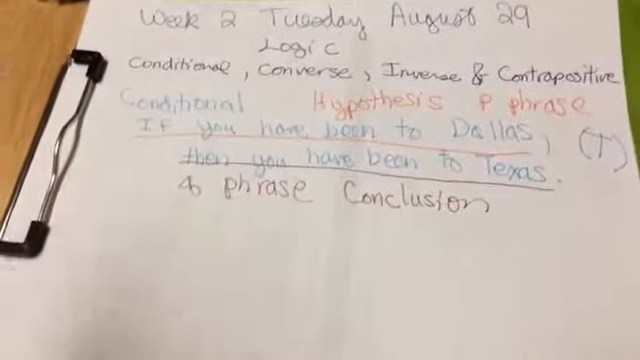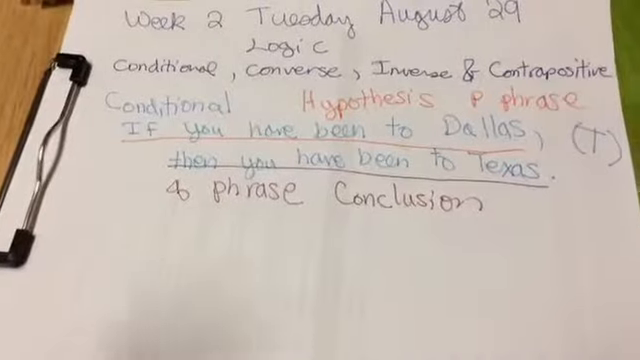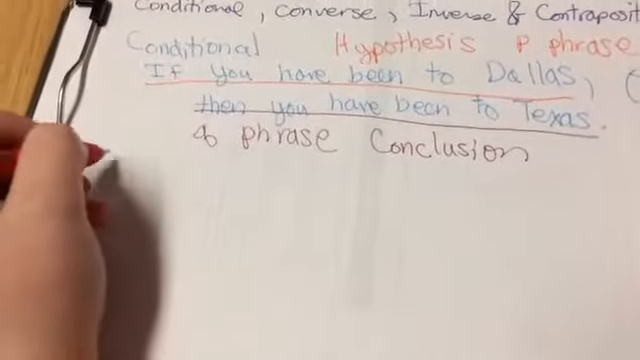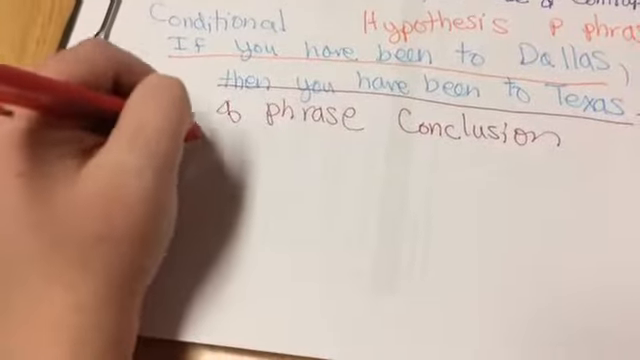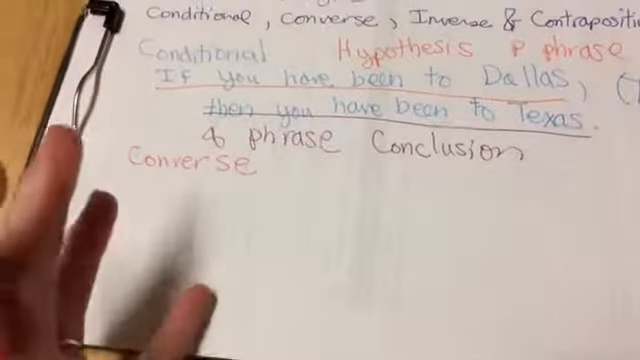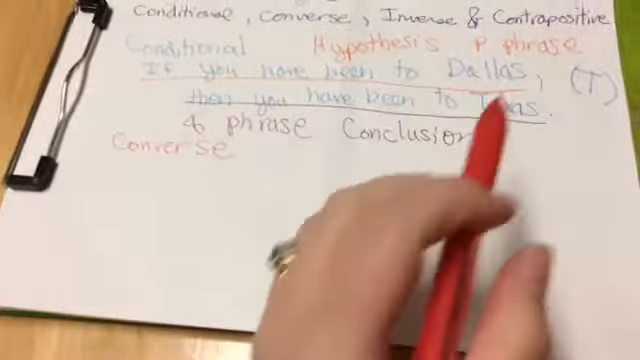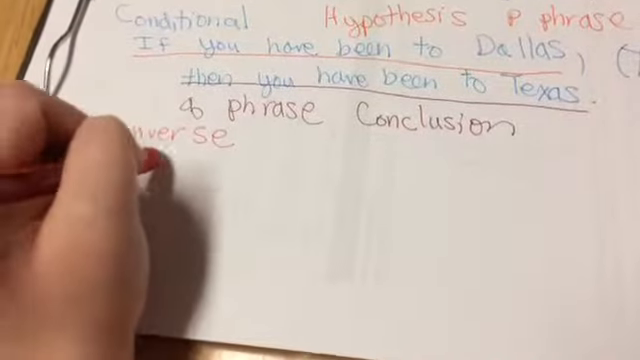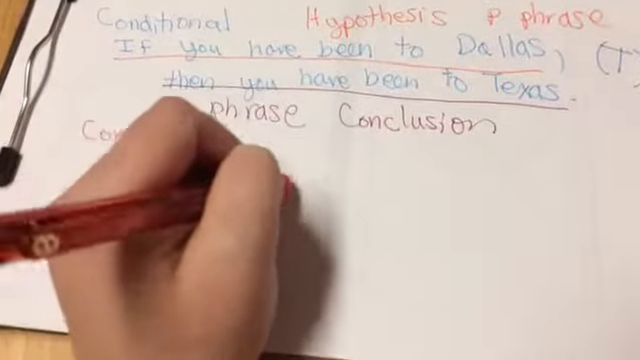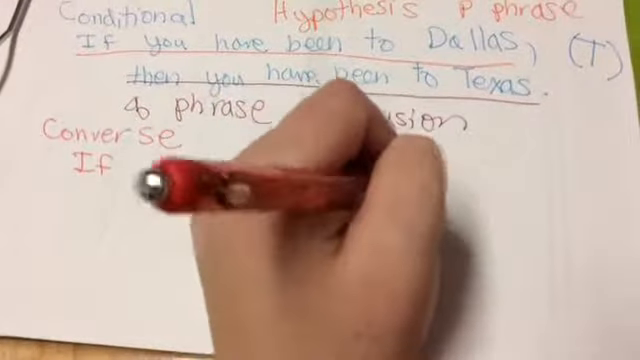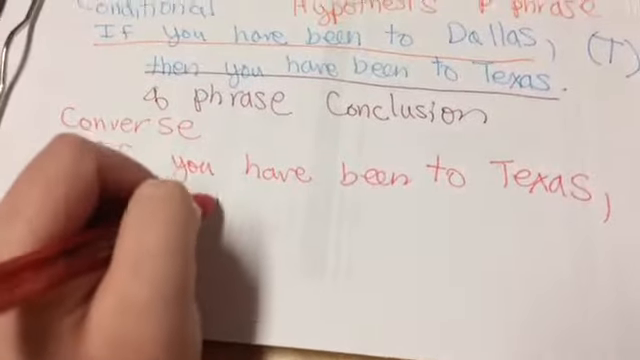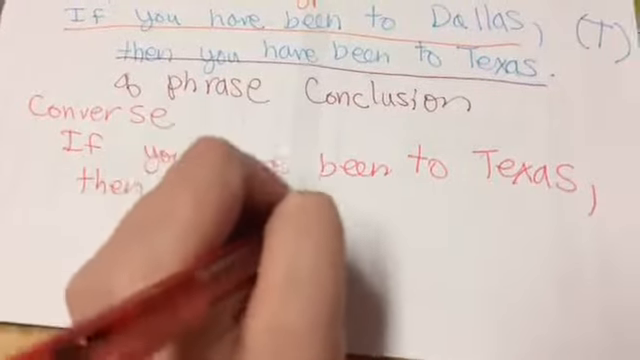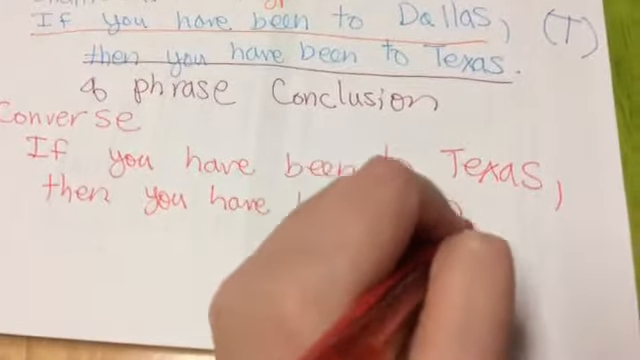Okay? And then once we have our conditional statement made, then we have to write our converse statement. So here is our converse. So with the converse, remember, we pretend that we are with Willy Wonka and we flip it around. So we're not going to say Dallas first, we're going to say Texas. So if you have been to Texas, then you have been to Dallas.